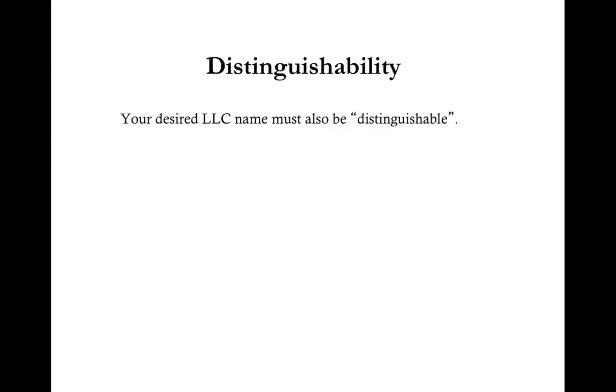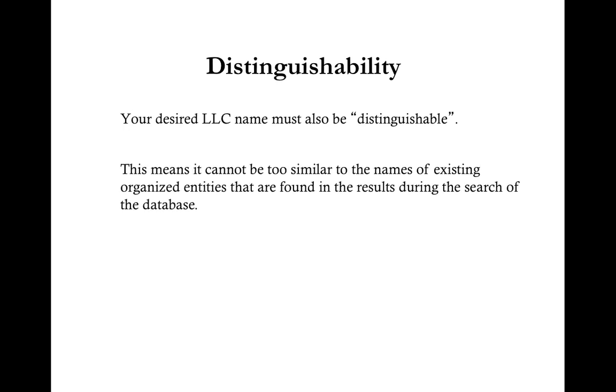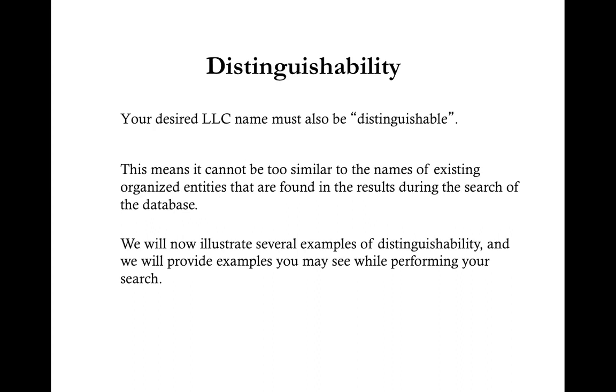Your desired LLC name must also be distinguishable. This means it cannot be too similar to the names of existing organized entities that are found in the results during the search of the database. We will now illustrate several examples of distinguishability, and we will provide examples you may see while performing your search.